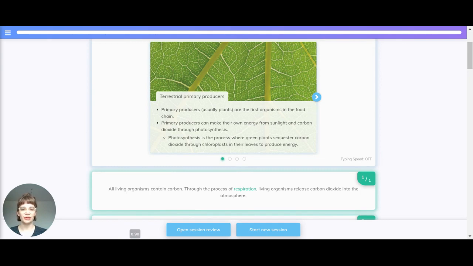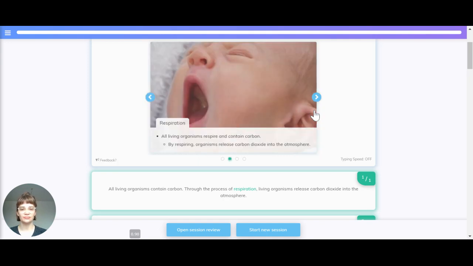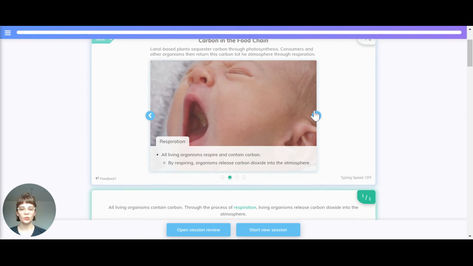Primary producers, usually plants, are the first organisms in the food chain. Primary producers can make their own energy from sunlight and carbon dioxide through photosynthesis. Photosynthesis is the process where green plants sequester carbon dioxide through chloroplasts in their leaves to produce energy. Respiration. All living organisms respire and contain carbon. By respiring, organisms release carbon dioxide into the atmosphere.